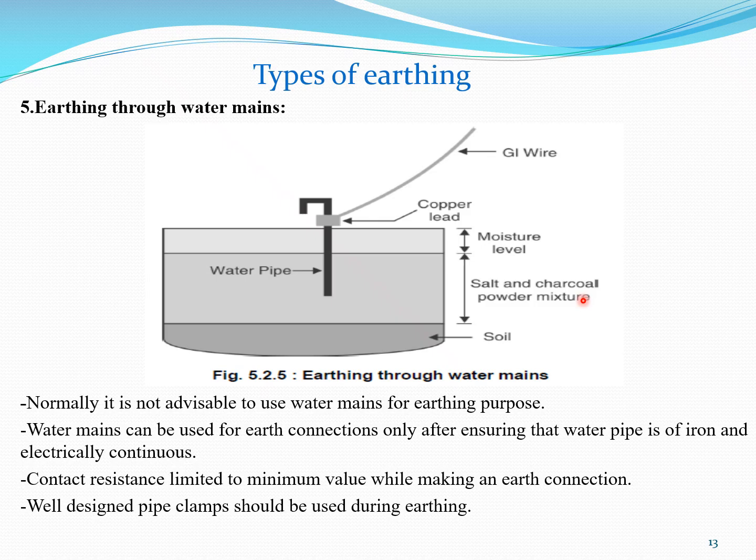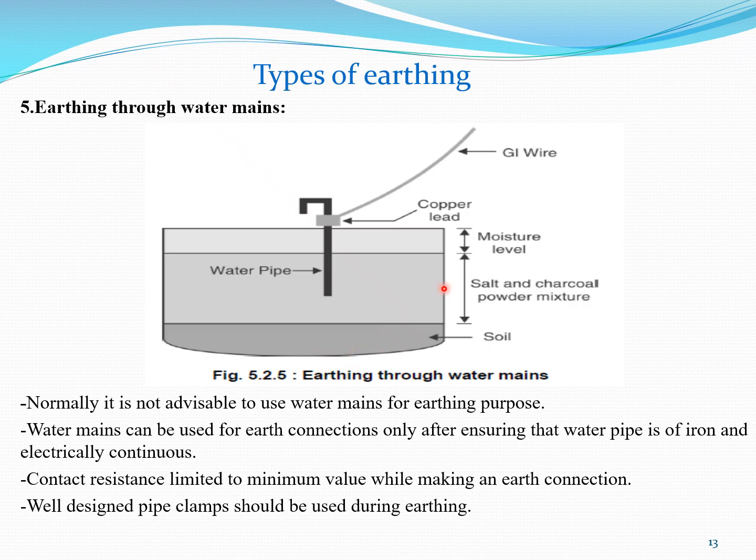Now we will discuss the next type, that is earthing through the water mains. In the case of earthing through water mains, a water pipe which is buried inside the ground is used for the earthing system. Then GI wire is used for the earthing purpose, which is clamped to the water pipe. Then a salt and charcoal powder mixture is used to maintain the conductivity. And soil is at the below portion of this earthing system.